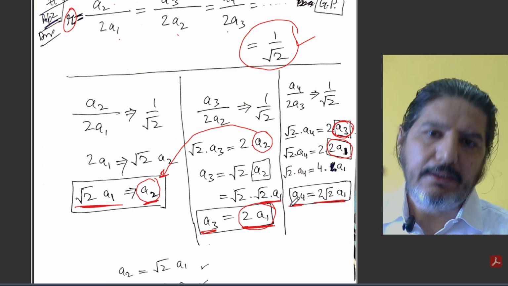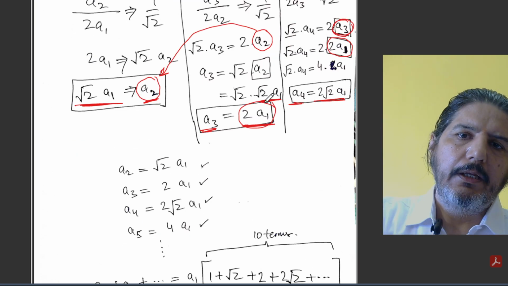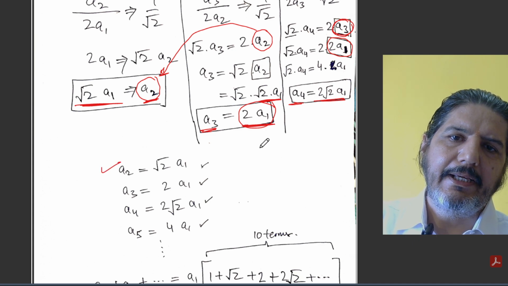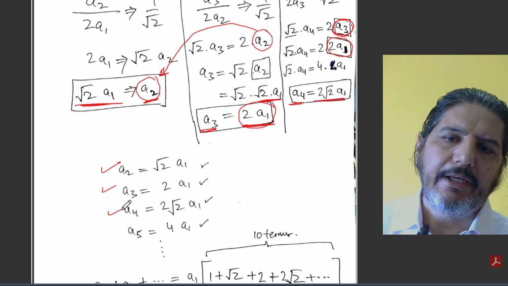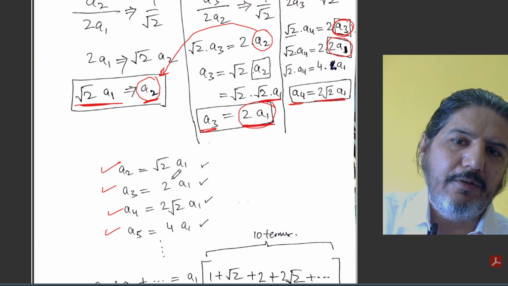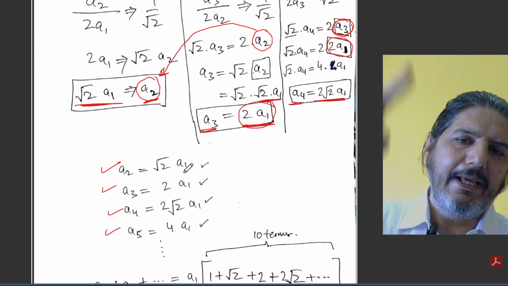Why am I doing that? Let's see. So my a2 is root 2 a1, my a3 is twice of a1, my a4 is 2 root 2 a1, and my a5 would be, if you see the pattern which is developing, you have to multiply a1 by root 2.